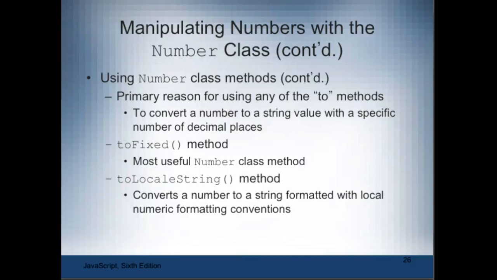For example, you may have a number in your program that represents a dollar value. However, depending on the results of the calculation or the value entered by the user, the number may contain more than the two decimal places that are acceptable in a currency value.